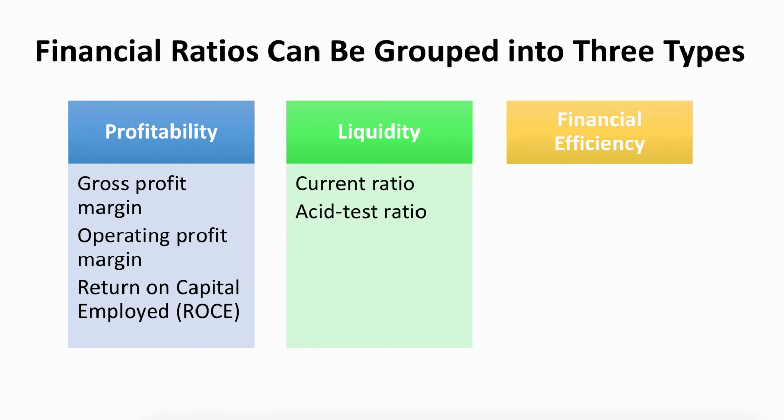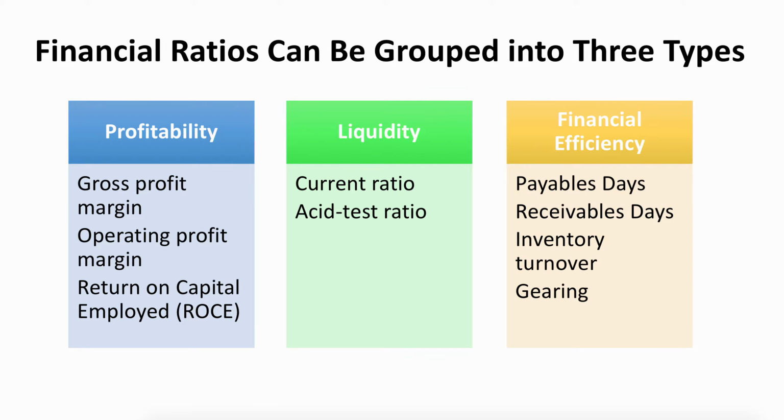When it comes to liquidity, here we're talking about ratios that help us assess the financial position of the business, the ability of the business to pay its way, pay bills as they become due. The most important is the current ratio, and for Edexcel students, you also need to know the acid test ratio. AQA students don't need to know the acid test ratio.